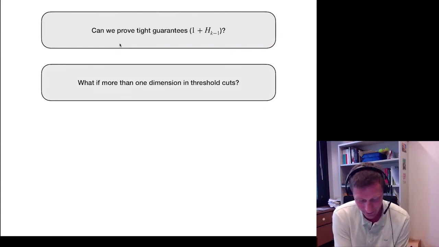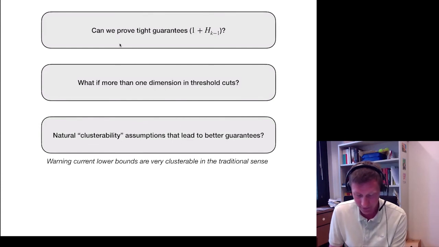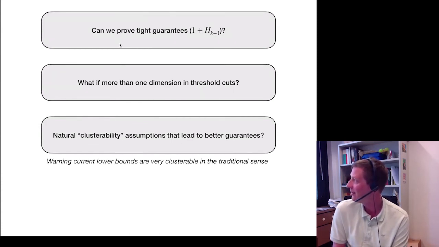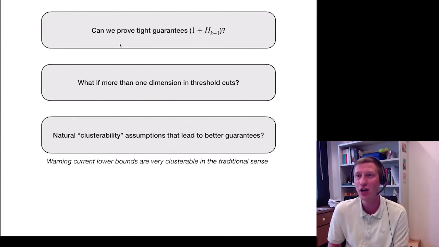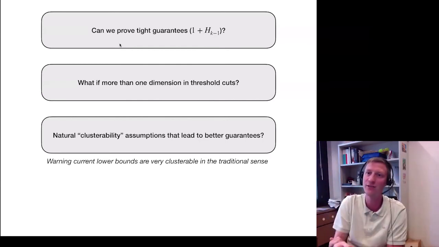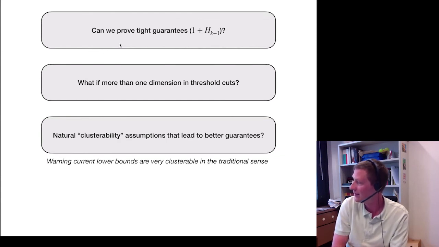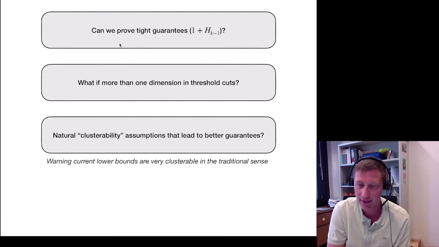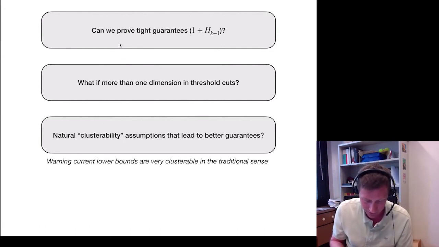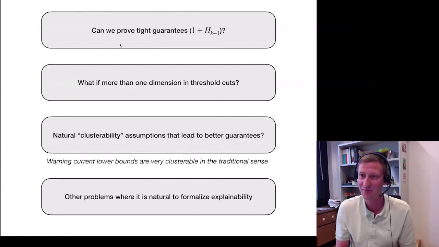And one question we want to understand, but we haven't understood, is what if we allow for a limited number of dimensions in a threshold cut? And unfortunately, the lower bounds for explainable clustering algorithms are extremely clusterable instances. So they are clusters that are very, very far away with small radius. It's trivial to cluster them in an unexplainable setting. But I wonder if there's some natural assumption here that would allow us to prove that explainability doesn't come at so high a cost for most reasonable instances. Yeah, and I like this concept, but I haven't been able to formalize any. It would be nice to have other problems where we could discuss explainability.